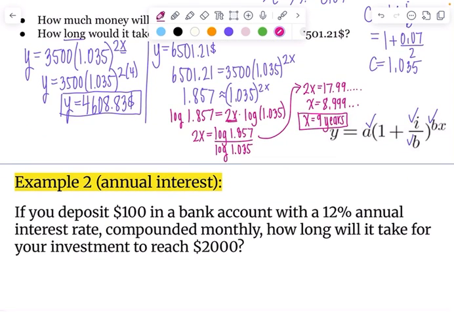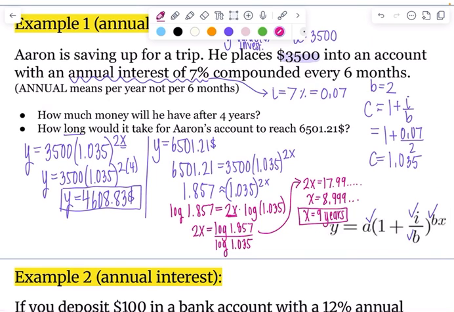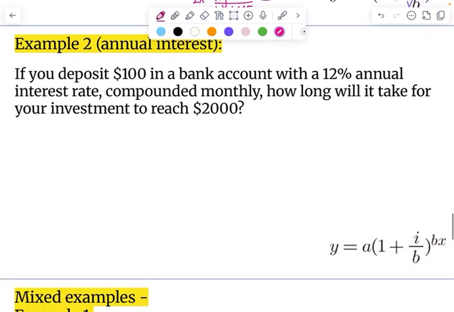And that's basically it. So that's one example. We'll do a second one. The only difference here really is the C value, so let's try one more. If you deposit $100 in a bank account with a 12% annual interest rate, so $100 is your A, initial amount. 12% interest is going to be the I value. So I is 12%, which we'll put as a decimal after. It's compounded monthly, so once a month. How long will it take for your investment to reach $2,000?